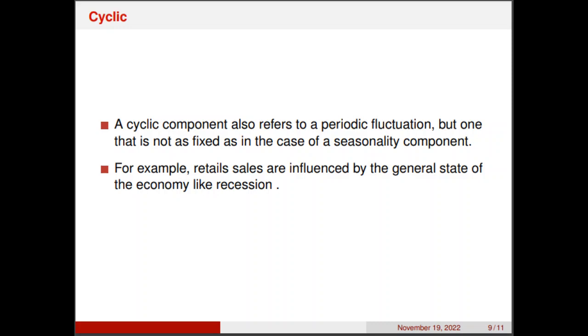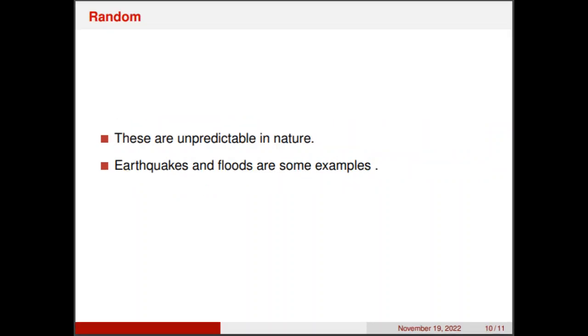The next is cyclic. The cyclic component also refers to a periodic fluctuation, but this is not fixed as in the case of the seasonality component. For example, retail sales are influenced by the general state of the economy, like a recession. The last one is the random component, which is unpredictable in nature. For example, earthquakes and floods.